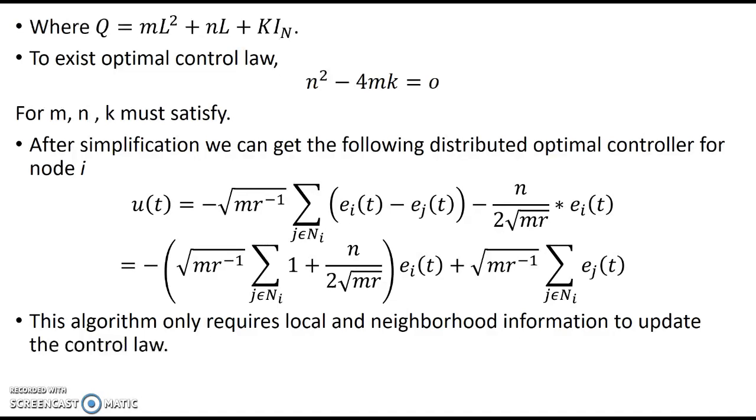For this optimal control to exist, n square minus 4mk must be equal to 0 for m, n, k. After simplification we can get this equation for the distributed optimum controller. You can see in this equation there are two terms, these terms and these terms. This algorithm only requires the local and distributed neighboring information to update the controllers. We don't need the information of all the systems, just the information of the local nodes.